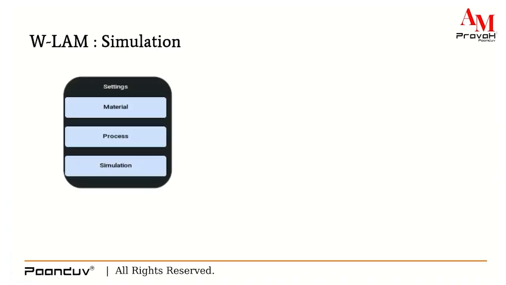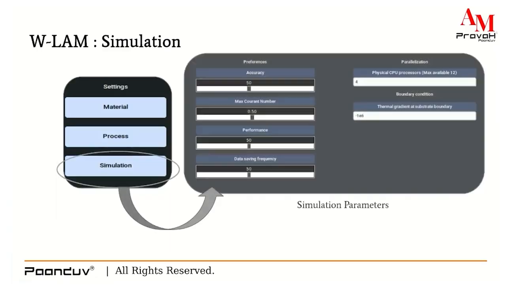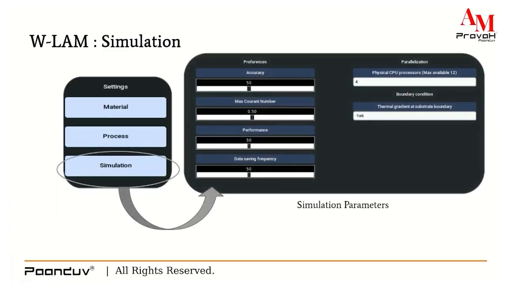So the third icon that we have is the simulation. Clicking on that will take us to the GUI interface, where you can specify the simulation parameters. So as for simulation parameters, we have accuracy. For accuracy, if we move the slider up, it will actually reduce the cell size, and it will make the mesh finer.